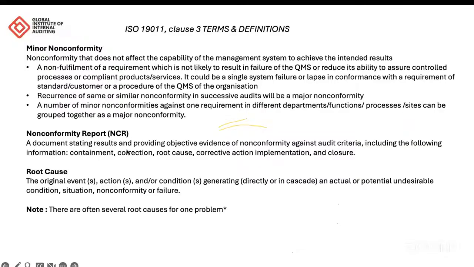So we have non-conformity reports also as far as our ISO is concerned. A non-conformity report is a document that is stating the results and providing the objective evidence of non-conformity against audit criteria. Now we look at the root cause, say the original event, action, and or condition generating directly or in cascade an actual or potential undesirable condition, situation of non-conformity or failure. Now, root cause analysis is what you do. Oh, sorry, we are not talking about root cause analysis now. We are talking about root cause. Root cause is that event that led to the non-conformity.